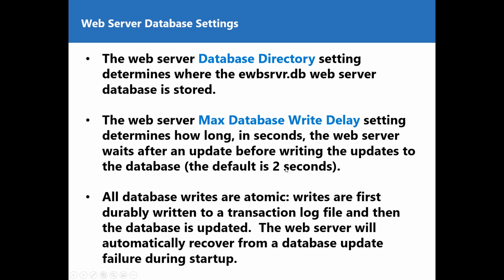The web server max database write delay setting determines how long in seconds the web server will wait after an update before writing any updates to the database. The default is 2 seconds. All the database writes are atomic. Writes are first durably written to a transaction log, and then the database is subsequently updated. The web server will automatically recover from a database update failure during startup and basically roll back any incomplete updates.